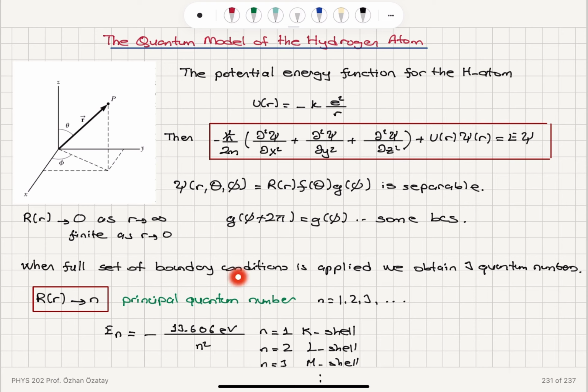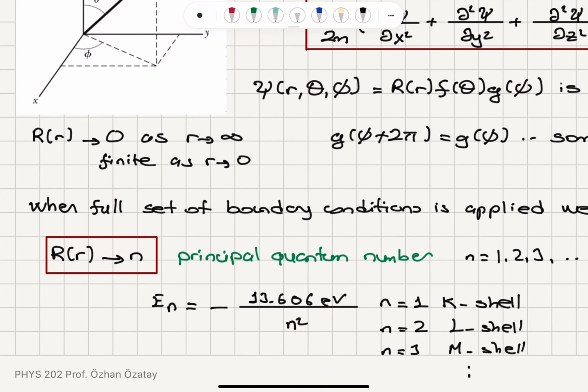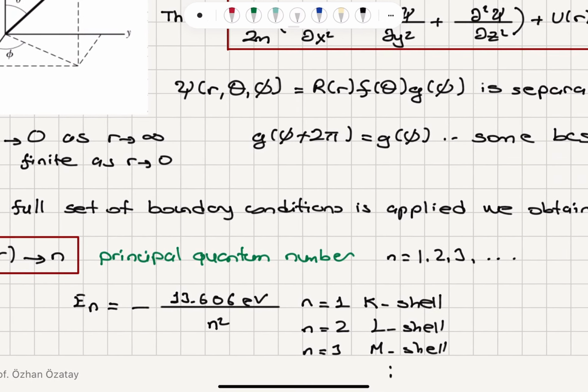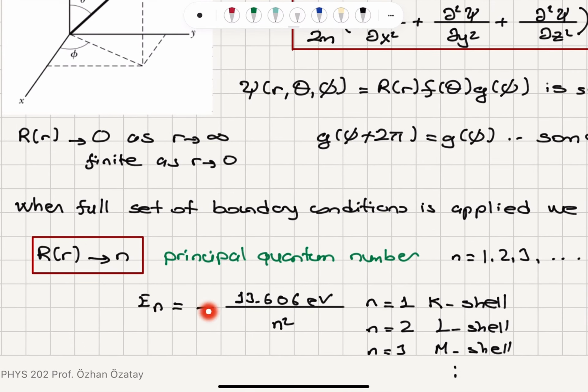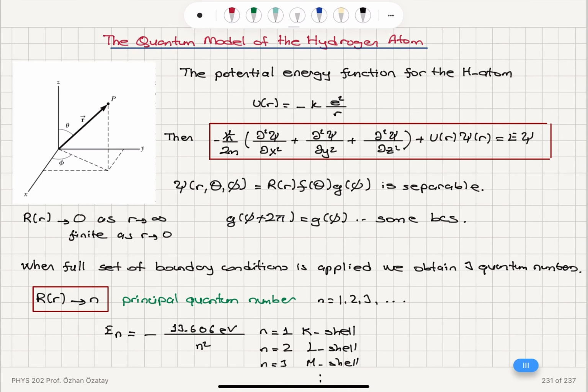So when the full set of boundary conditions is applied, we obtain three quantum numbers. The radial solution gives us n, the principal quantum number, which has values 1, 2, 3, etc. It's a positive integer. The corresponding energy levels are given by minus 13.606 electron volts divided by n square, where n equals 1 is called the K shell, n equals 2 the L shell, n equals 3 the M shell, etc. So the energy levels are identical to those obtained in the Bohr atomic model.